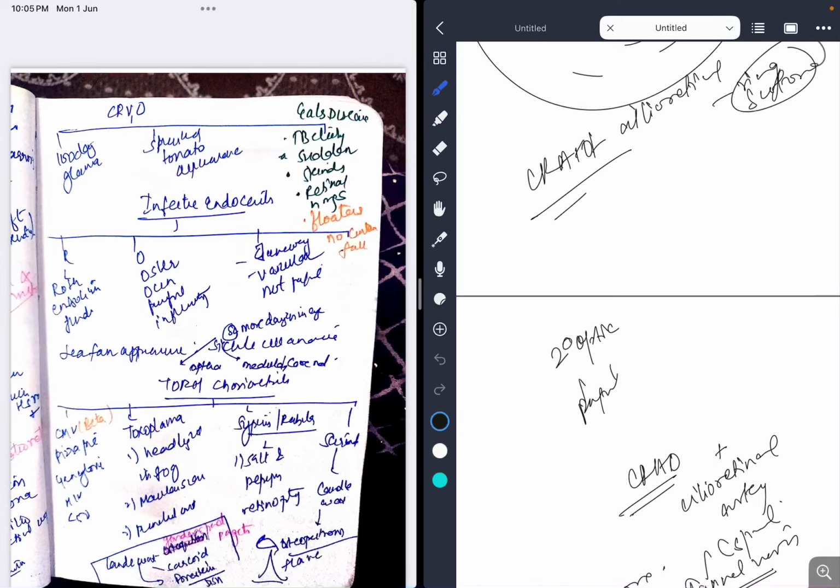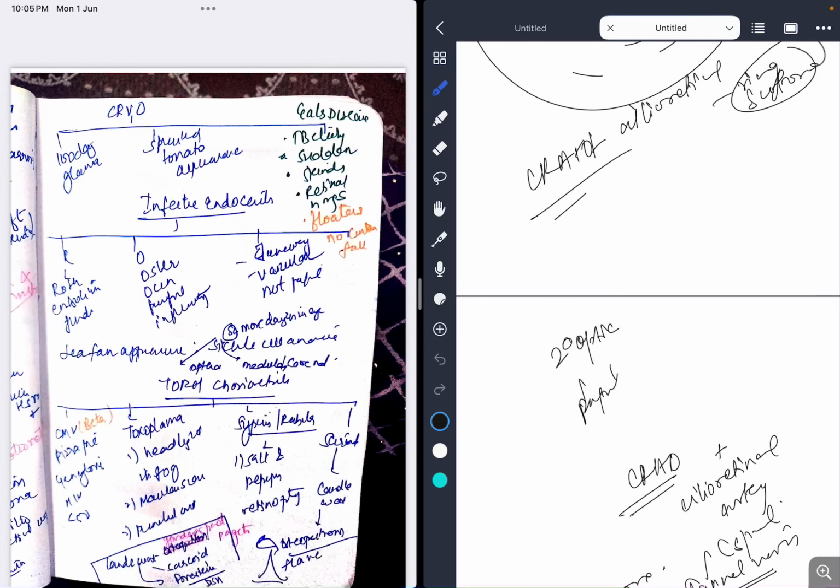In Eales disease there would be a lot of retinal hemorrhages, but how will you differentiate it from CRVO? There will be a TB history, and it would be a sudden onset of hemorrhage. Okay, and there will be a lot of floaters. So that is how you differentiate CRVO from Eales disease. The important thing is that there would be a history of TB.